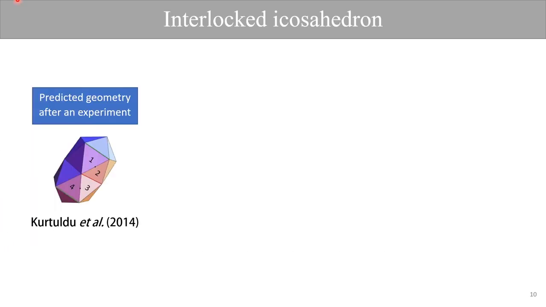So in this slide, we present the interlocked icosahedron. This geometry was predicted after an experimental work by Kuruldu et al. And they used it as an explanation for the orientation of some grains in their alloy, because the orientation of the grains was in agreement with the orientation of these 4 faces in an interlocked icosahedron.